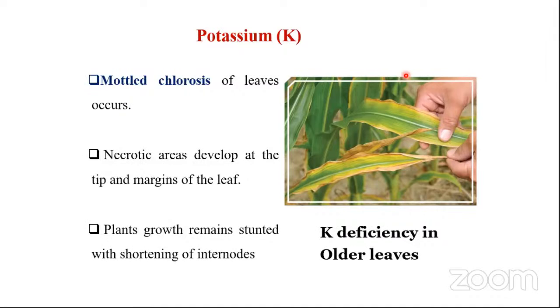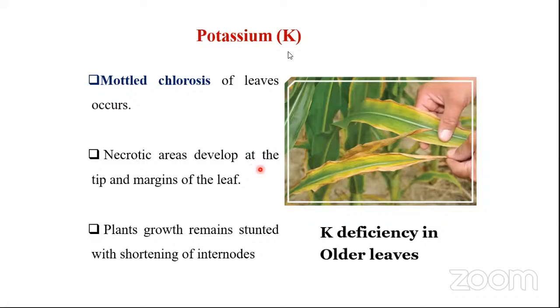Coming to the deficiency of potassium, you can see mottling of leaves and necrotic areas developing at the tip. Here is the best example. The corners will dry up, and in advanced cases the entire leaf will be affected. So the corners will be necrotic areas. We can see plant growth is reduced.